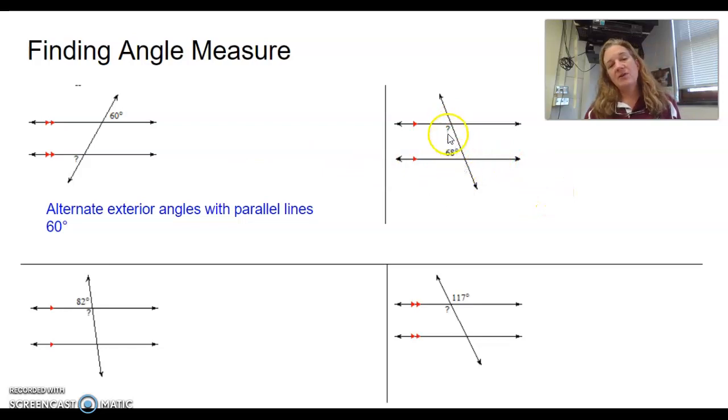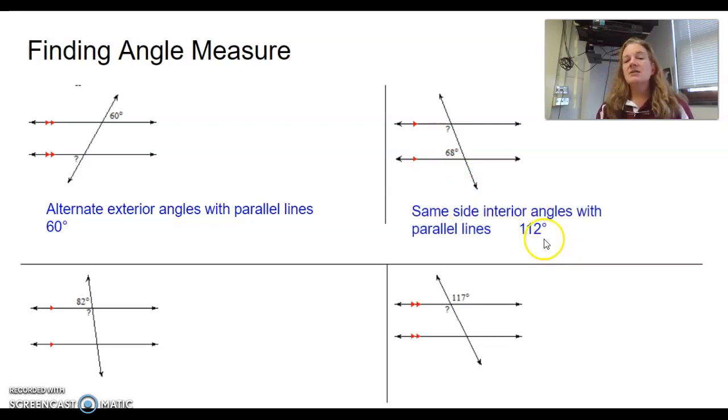Here I'm looking and I've got two parallel lines, so I know there's a relationship. They're on the same side, so chances are it's going to be 180. They're same side interior angles, so they're going to add up to 180, so 180 minus 68 is 112, okay?